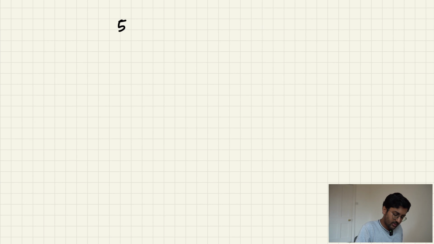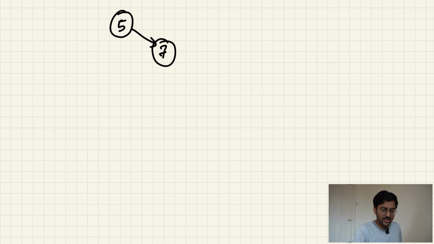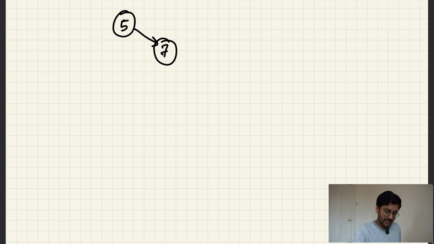Okay, no problem, I've inserted 5. Now Kunal, insert 7 into it. Okay, so 7 is greater than 5, it will go on the right hand side, no problem. Kunal, insert 9 into it. Okay, 9 is greater than 5, so it will go on the right hand side. 9 is also greater than 7, it will again go on the right hand side.